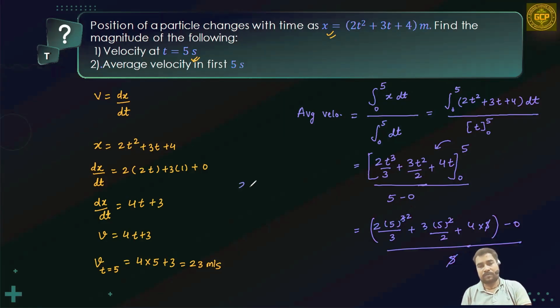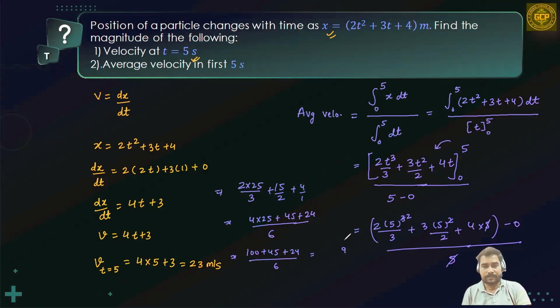So 2 into 5 square, 5 square is 25, upon 3, plus 3 fives are 15 upon 2, plus 4. You can assume 1 in the denominator. LCM of 3 and 2 is 6. 3 twos are 6, 2 twos are 4. 2 twos are 4 into 25. 2 threes are 6, 15 threes are 45. 1 six is 6, 6 fours are 24. 25 into 4 is 100, plus 45, plus 24, whole divided by 6. So eventually I am getting the result as 169 upon 6. So that would be the answer.